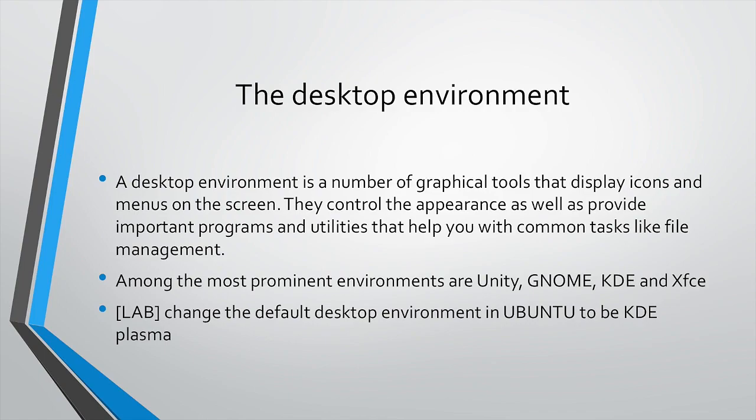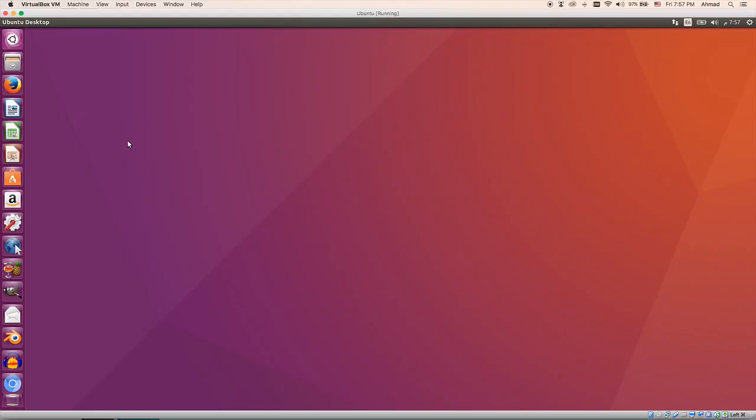So first of all, let's discuss briefly the desktop environment. A desktop environment is defined as tools that display icons and menus on the screen. They control the appearance, as well as they provide important programs and utilities that help you with common tasks like file management. A desktop environment is like the one you see here. This is our example system. This is Ubuntu. And as you can see here, this is what I mean by a desktop environment.